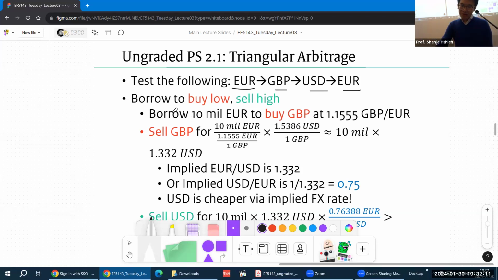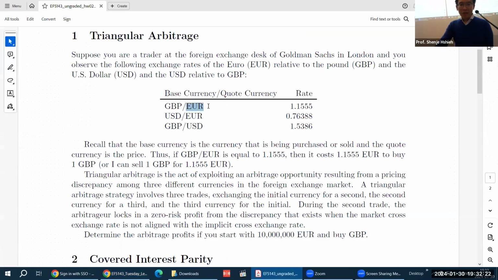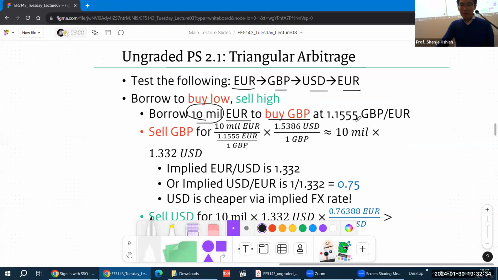So the question tells you to first borrow euros, namely 10 million, and use that to buy pounds. So we start with euros and we're going to pounds. So we have the quote currency here, and now we're buying the base currency with it. So that's going to be 1.1555. That's how you read it: 1.1555 euros will buy you 1 pound.